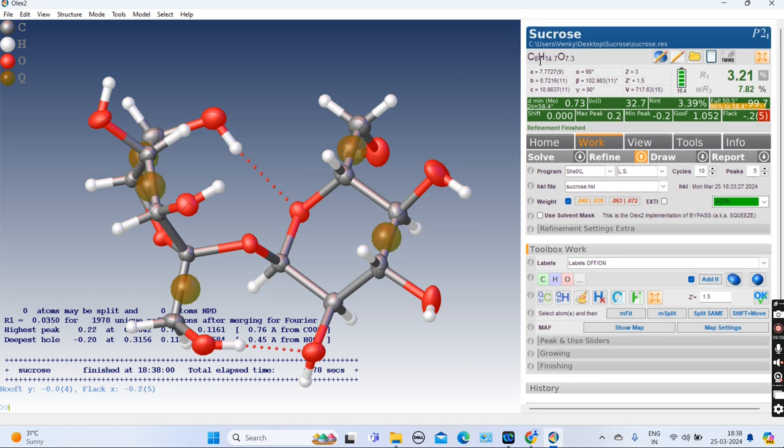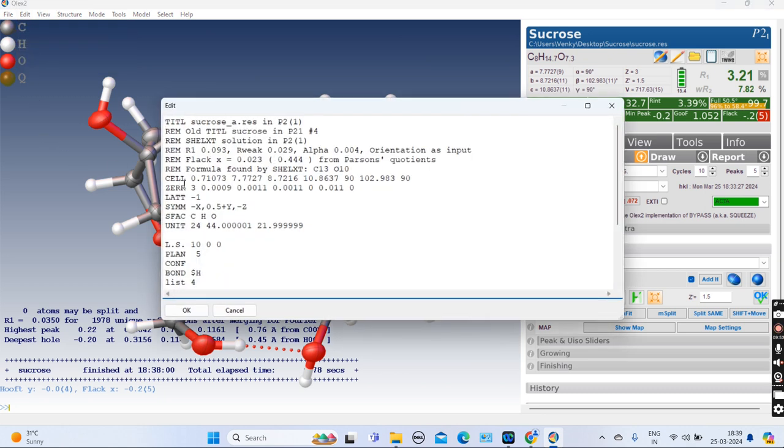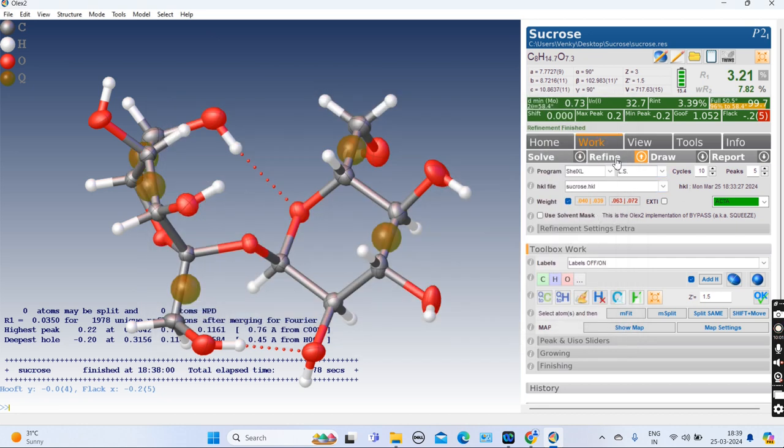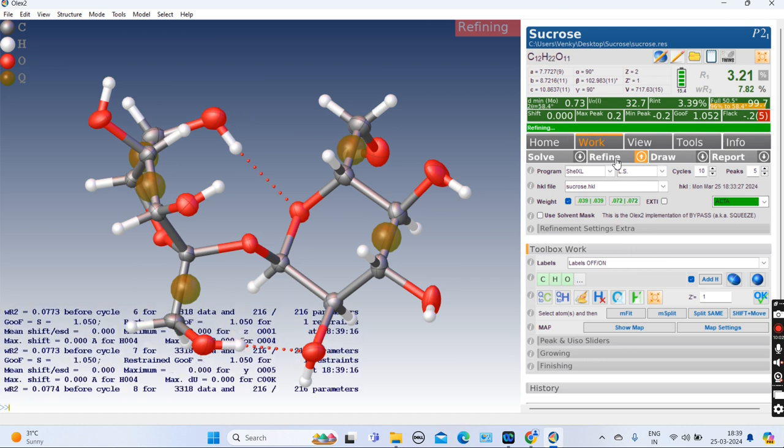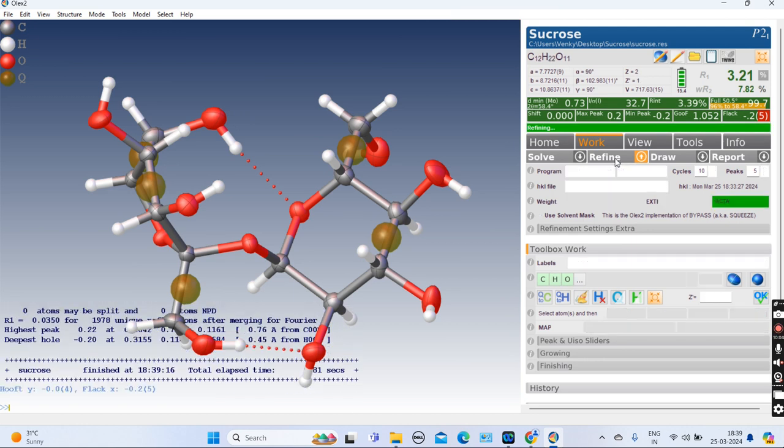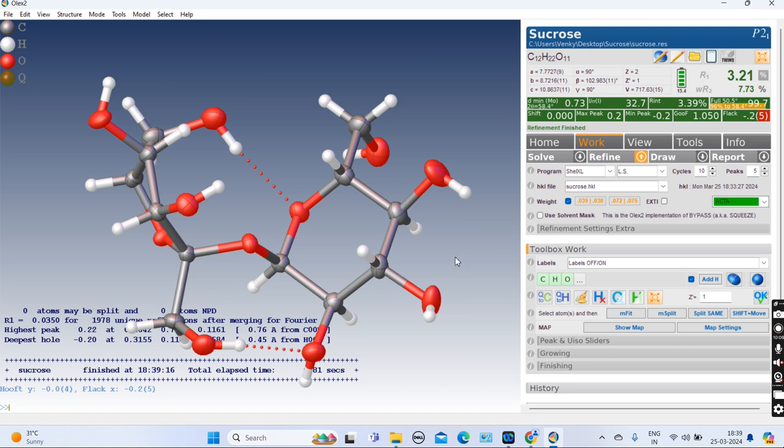Now the only issue is the formula. We know sucrose is C12H22O11, I think. So you have to change it. Go to here, edit, instructions. Here you change Z into 2 because the P1 space group has 2. Do one more cycle of refinement, then automatically your formula is updated.